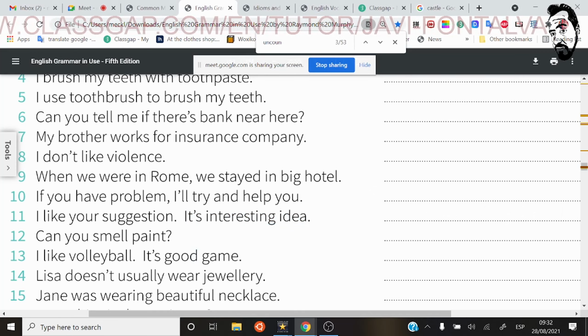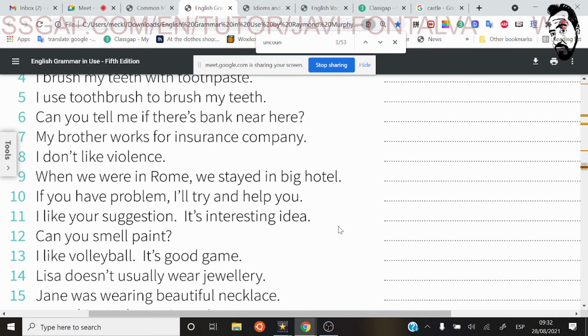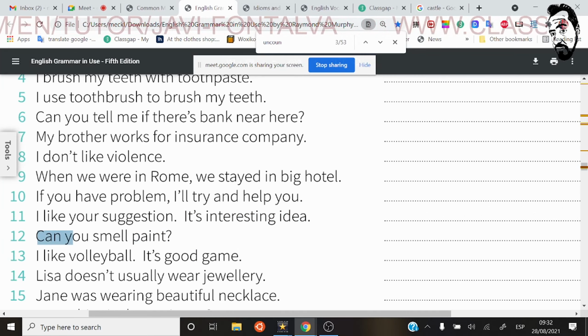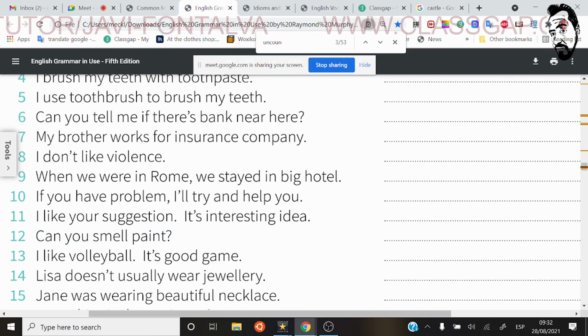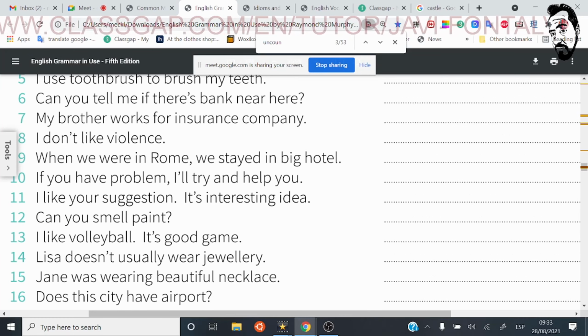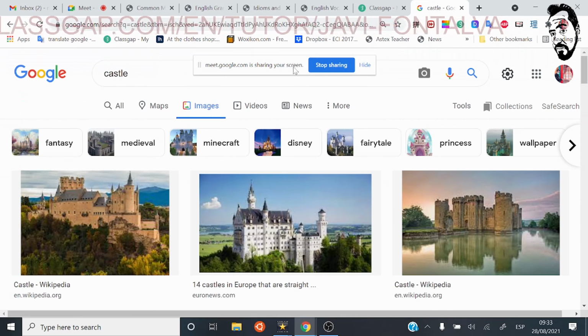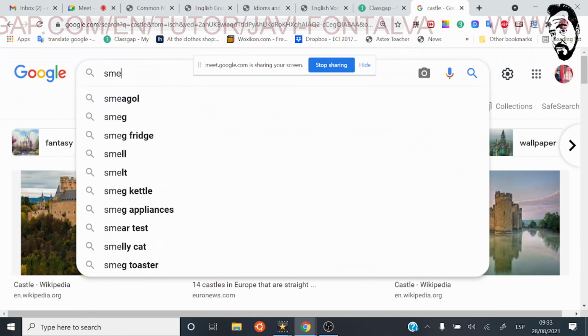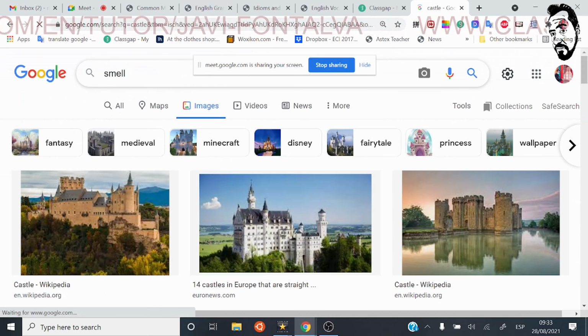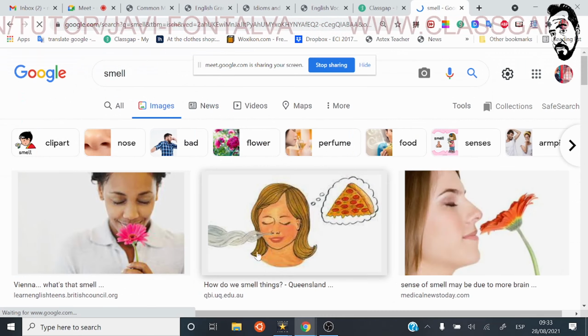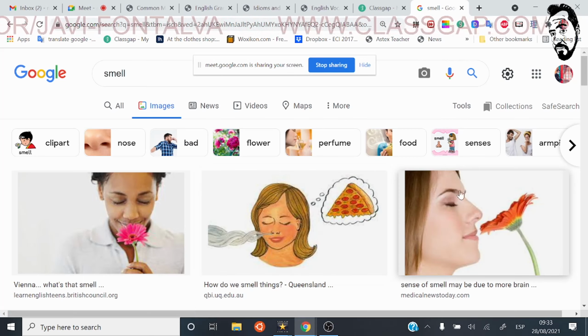Number twelve. Can you smell a paint? No. Here, can you smell paint? Smell. When you use your nose, you smell. So she's smelling pizza, or she's smelling a flower.